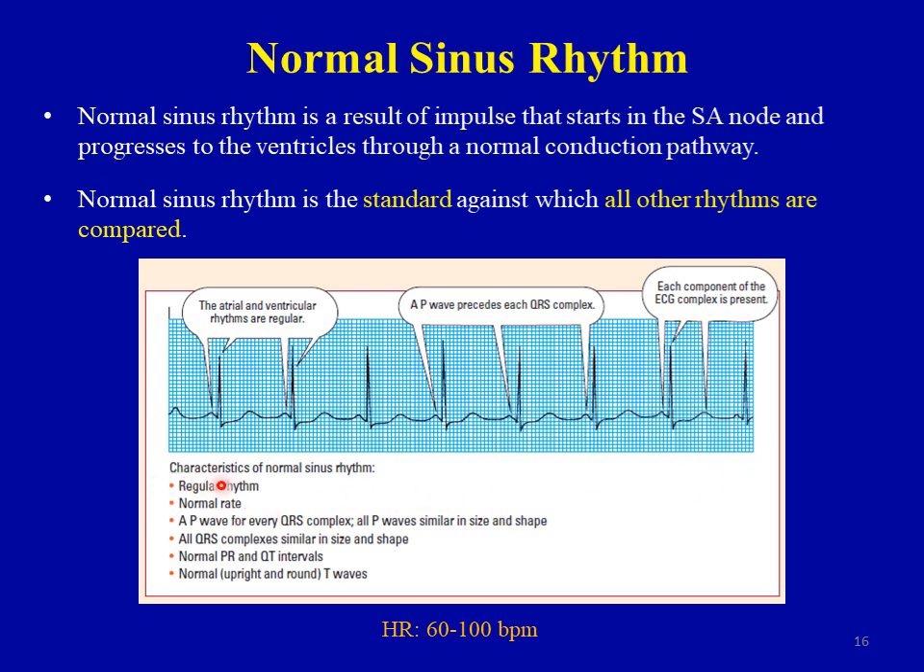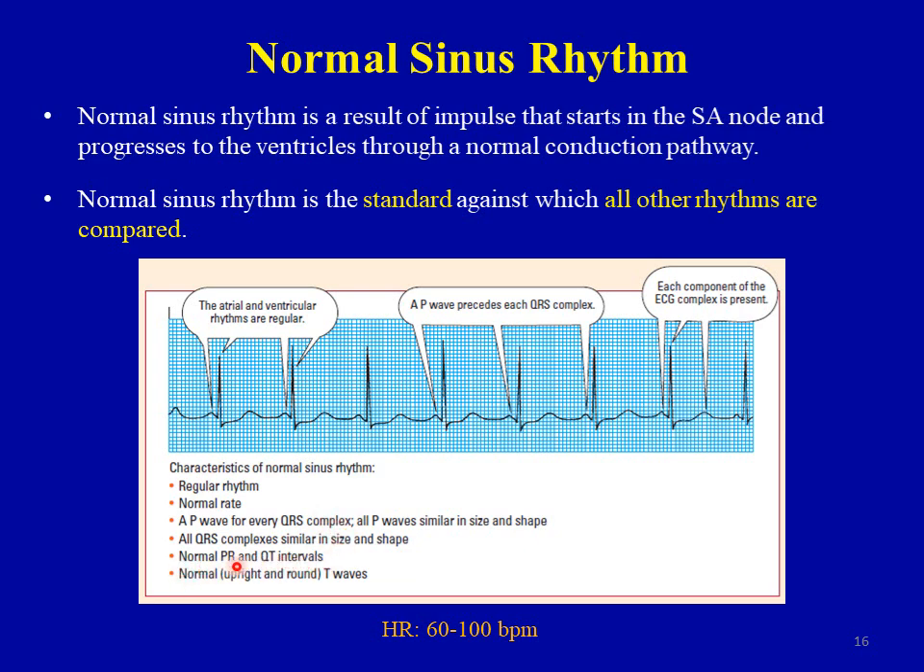The key features of a normal sinus rhythm: it should be a regular rhythm. It has a normal rate between 60 and 100 beats per minute, a P wave for every QRS complex, and all P waves are similar in size and shape. So when we check the QRS complexes, we can see that there is a P wave before each of the QRS complexes, and all the P waves are similar on the trace. All QRS complexes are similar in size and shape, and by size we mean especially the duration and amplitude.